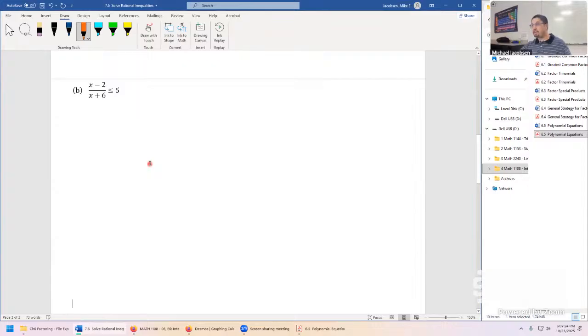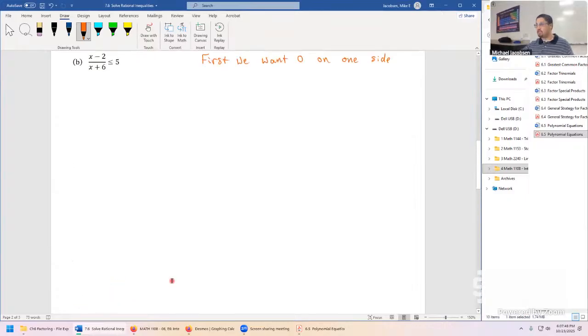So the very first thing we have to do before we get started on any of those steps we saw is get 0 on one side. We might as well write this in as an overall step. First, we want 0 on one side. And the next problem has that, so we're doing a slightly harder problem, and then we'll take a break on part C and see how this one goes.